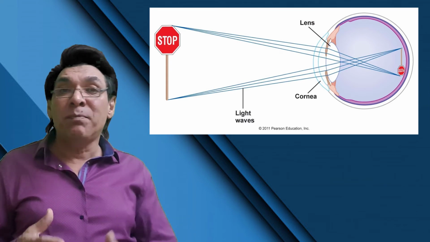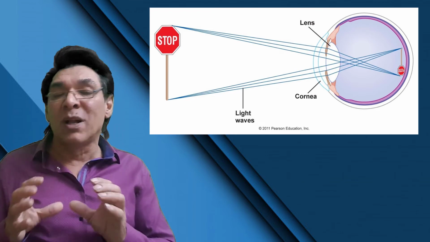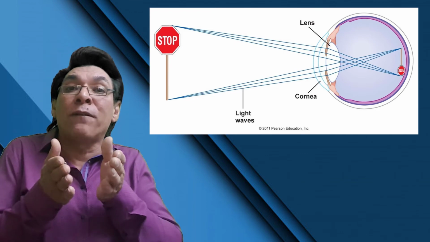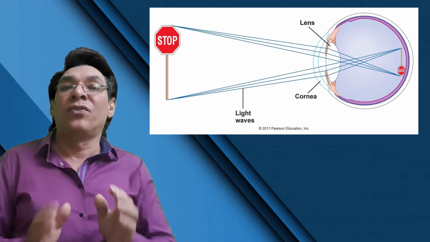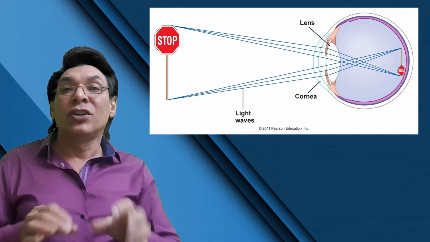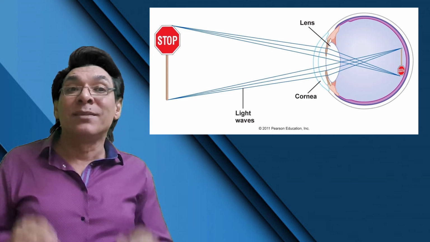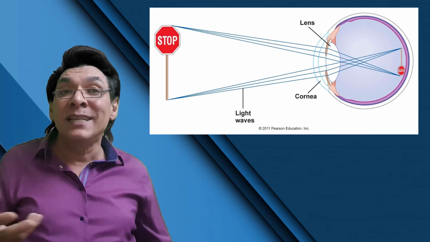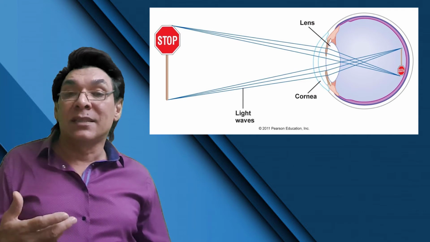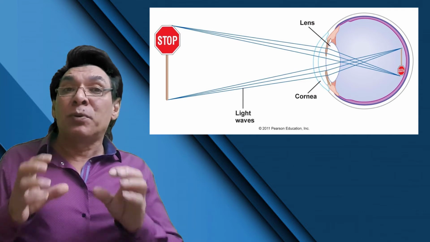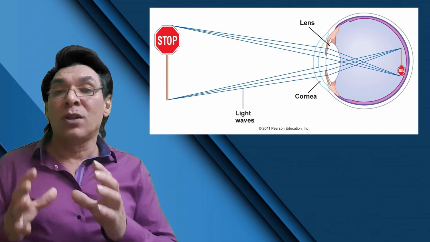If the shape of the eye is normal, light waves are focused sharply on the retina. The image detected on the retina is upside down and backward because of bending of light rays. The image is interpreted correctly in the visual cortex.